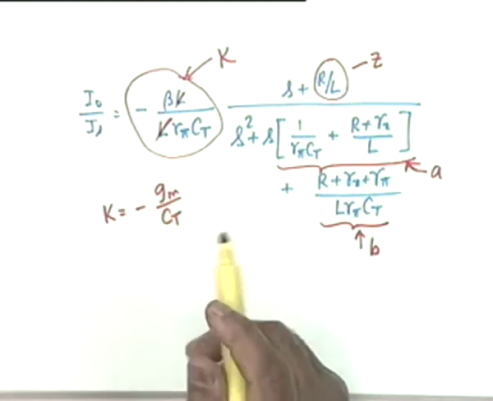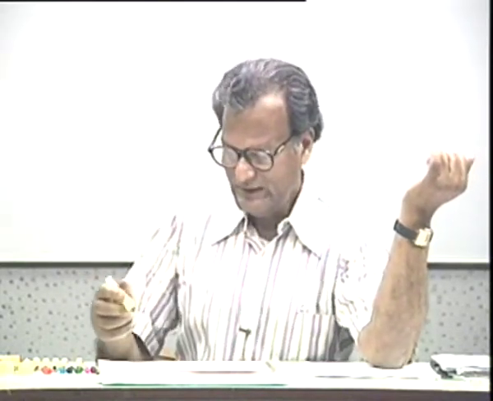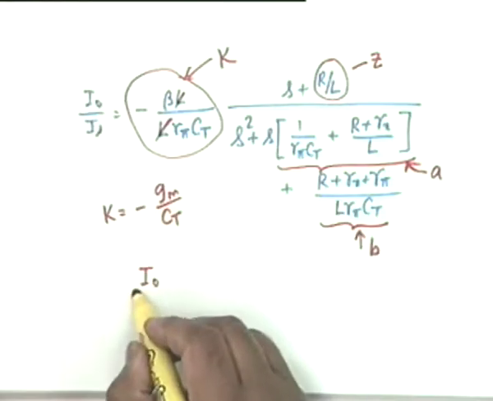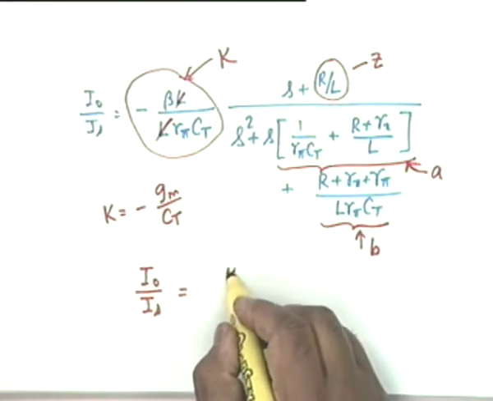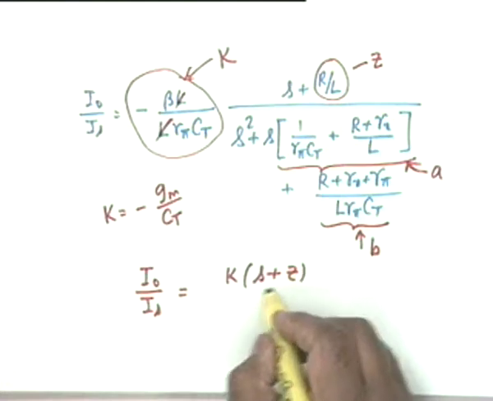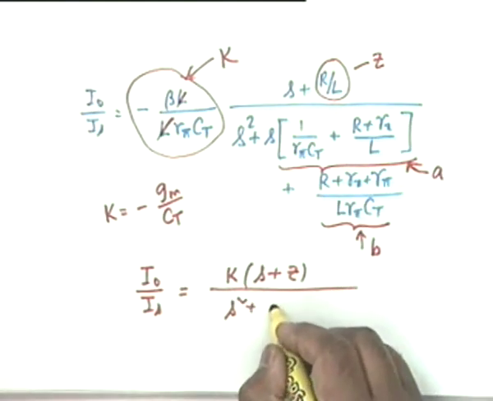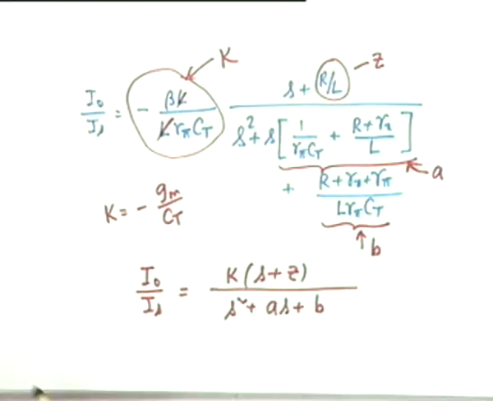Do you know what is Gm by Ct? We had given a name to this. Omega T. That's correct. It's a gain bandwidth product. Gm by Ct. Okay. Now, therefore, what I get is I0 by Is equal to K times S plus Z divided by S squared plus AS plus B. Okay.